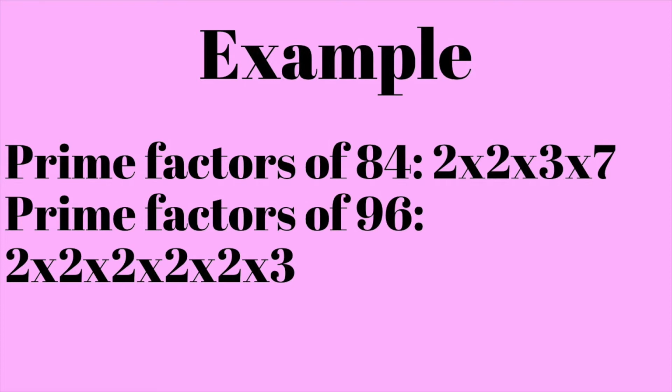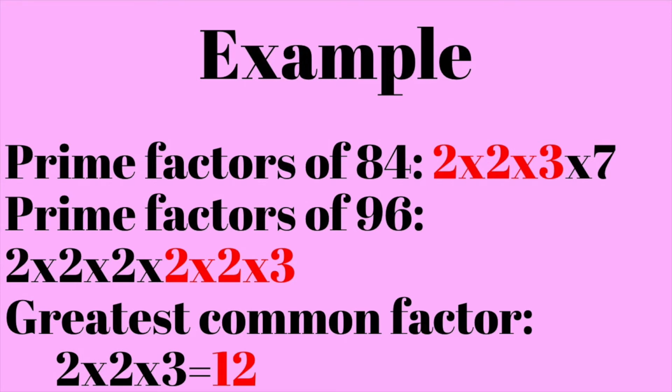If we look at the overlap between the factors, we can see that both of these have two 2's and one 3. And 2 times 2 times 3, of course, equals 12. So 84 and 96 are both divisible by 12, and 12 is the largest factor that both of these numbers share.